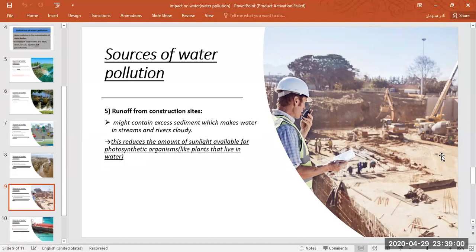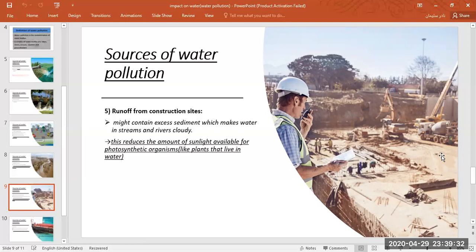These sediments, when they go to rivers or to sea or to streams or to ocean, make the water cloudy and turbid and not clear. So this will reduce the amount of sunlight available for photosynthetic organisms that live in water. Yani we have plants that live in water, and as you know, plants cannot live without sunlight. So sunlight is required for these aquatic plants.